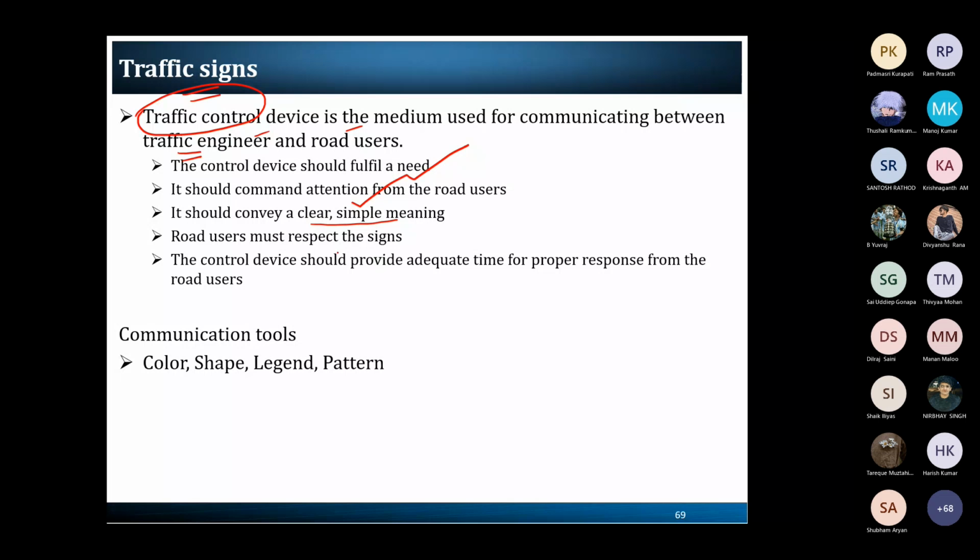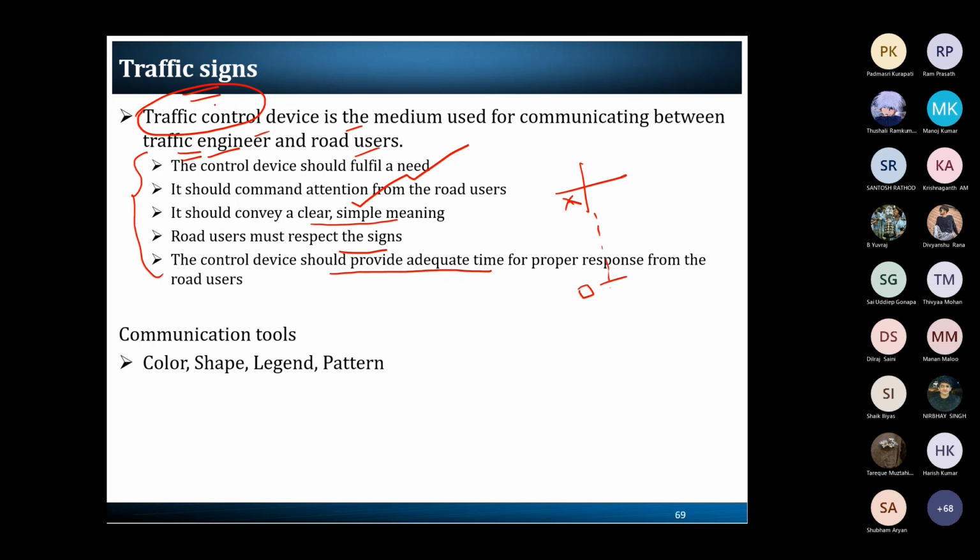All the users must respect the signs. Also, the device should provide adequate time for users to respond. If there is an intersection, we cannot provide the signboard at the intersection itself. Before 100 or 200 meters, you have to show that the intersection is approaching. So we have to give those kinds of proper responses. These are the needs and points we need to keep in mind as a traffic engineer when providing traffic control devices to the users.